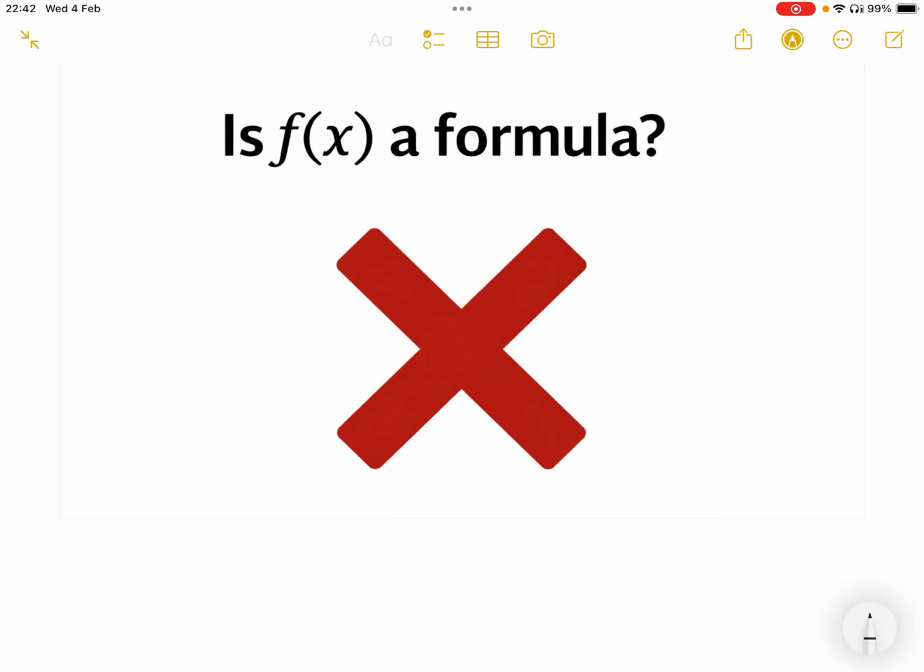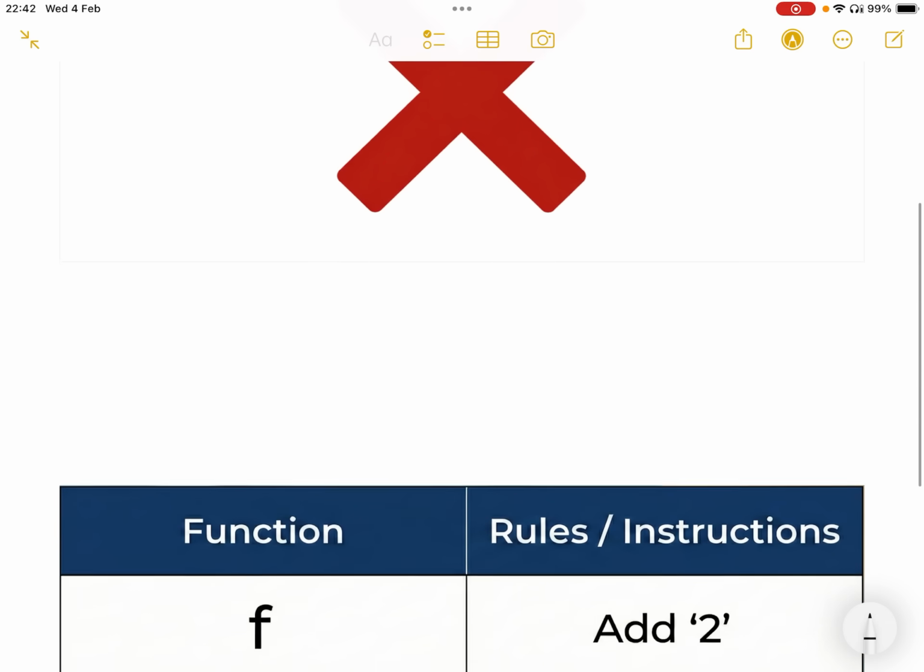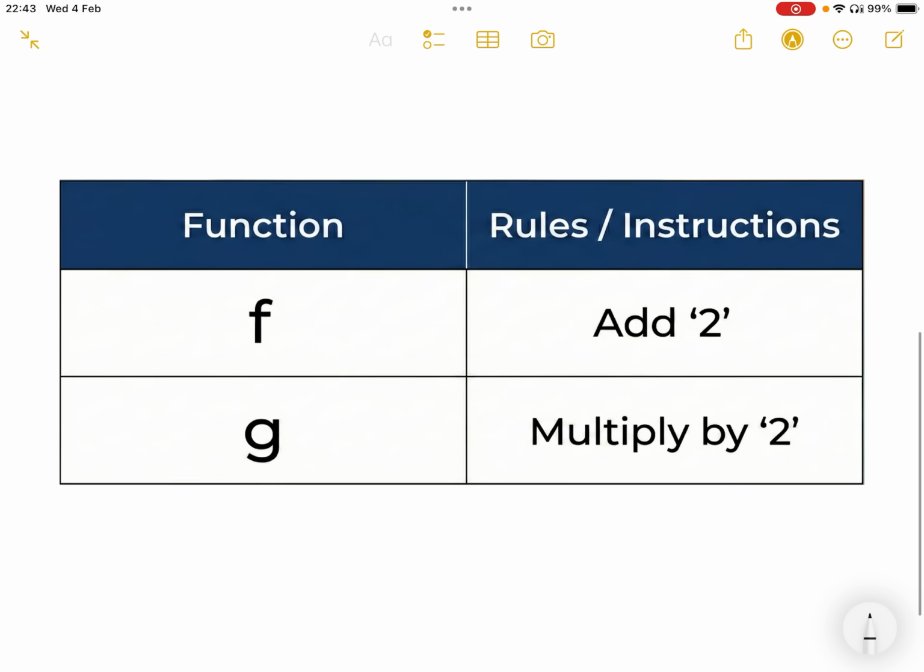Is f of x a formula? Many students think it's a formula, but actually it is not. I will explain to you what a function is. Now have a look at this slide.